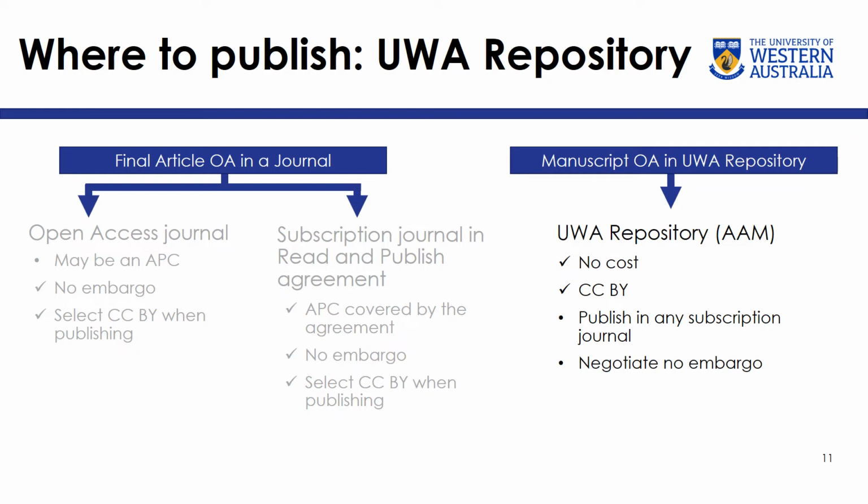Publishing an AAM in the UWA Repository is a great option, as it is compliant with the NHMRC's Open Access Policy and there is no cost to UWA authors. To ensure compliance with all aspects of the NHMRC's Open Access Policy, select CC BY when uploading the AAM, and ensure the publisher does not require an embargo on the AAM being released. These 2 points will be discussed in more detail next.